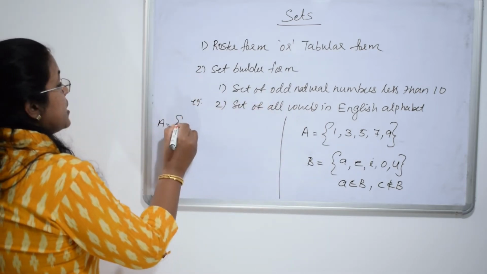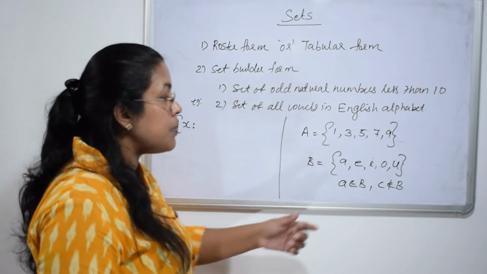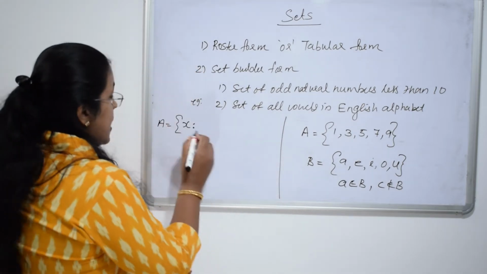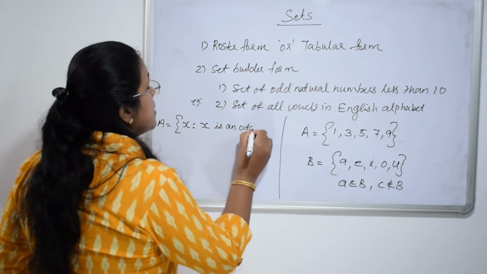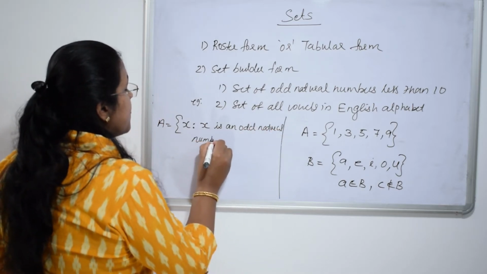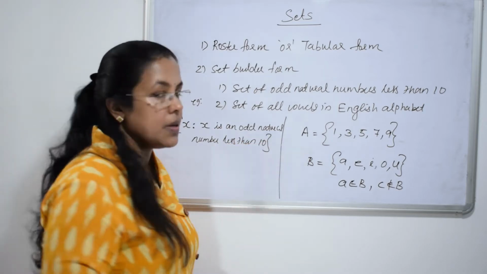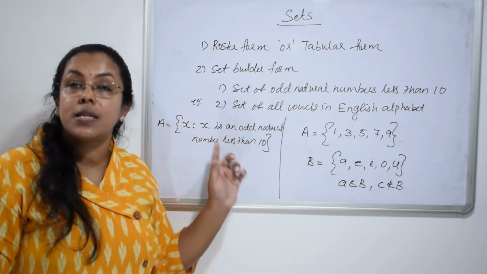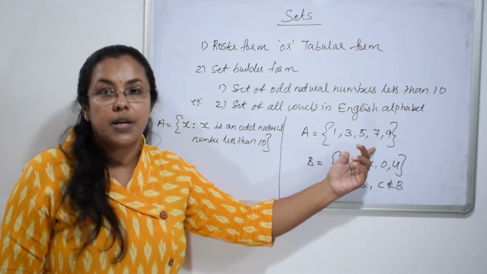The way of writing is A = {x : x is an odd natural number less than 10}. Very simple. x stands for each element of the set. x says that x is an odd natural number less than 10. That is a common property.